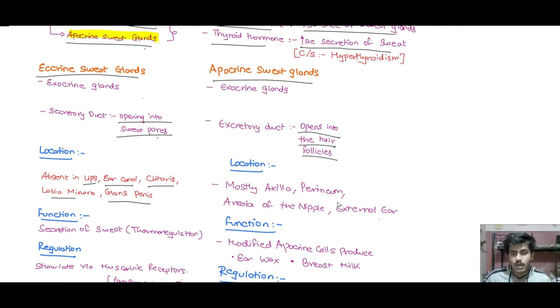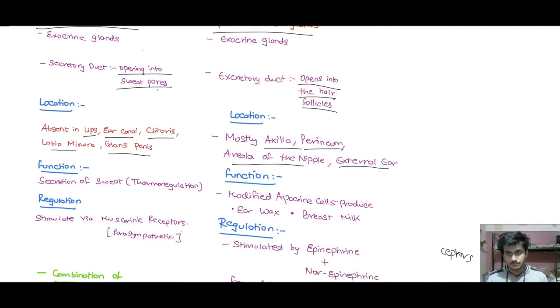यानी clitoris and labia minora are the part of the female reproductive system, whereas the glans penis is the part of the male reproductive system. And जो apocrine sweat gland है, it is present in the region of the axilla, the perineum, the area of the nipple and the external ear. And moving ahead, we have the function.